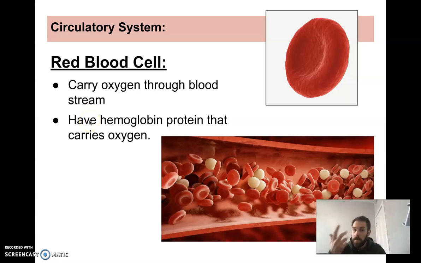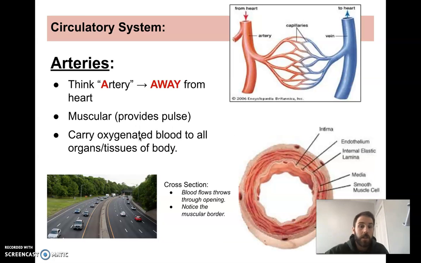And you may have heard of this protein before, it's called hemoglobin. So they have tons of these hemoglobin proteins in a red blood cell. And the hemoglobin proteins are the actual molecules that carry oxygen in your red blood cells through your blood to go to all the cells of your body. All right, so now let's look at the tissue level.